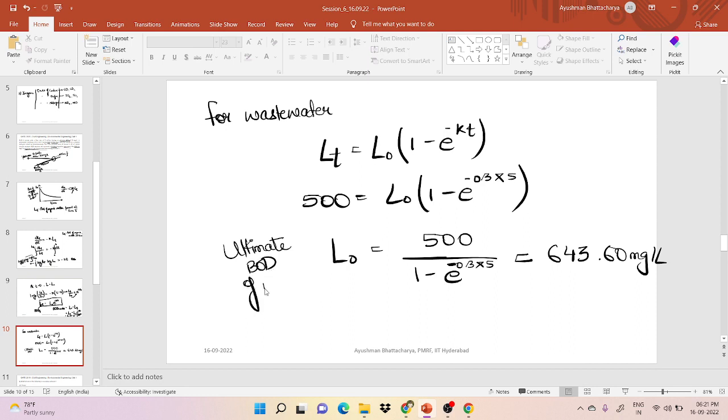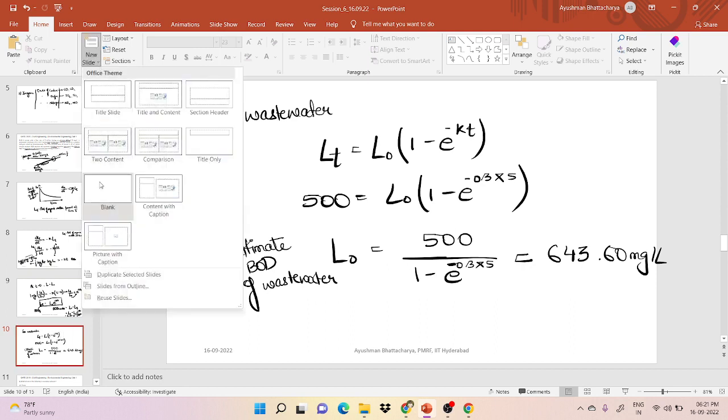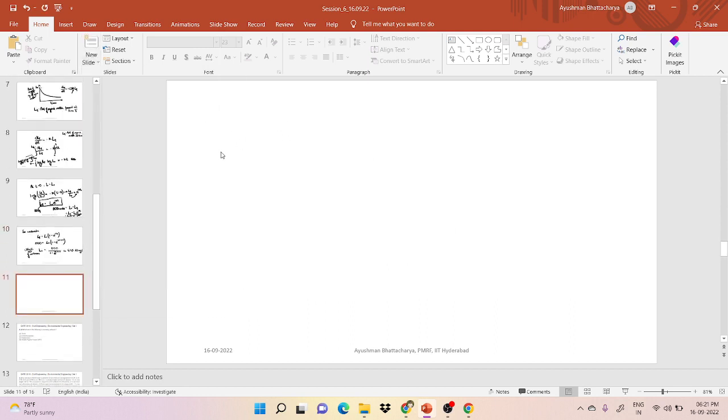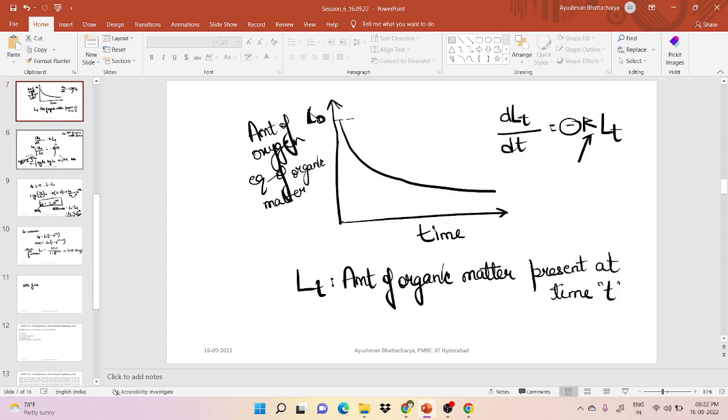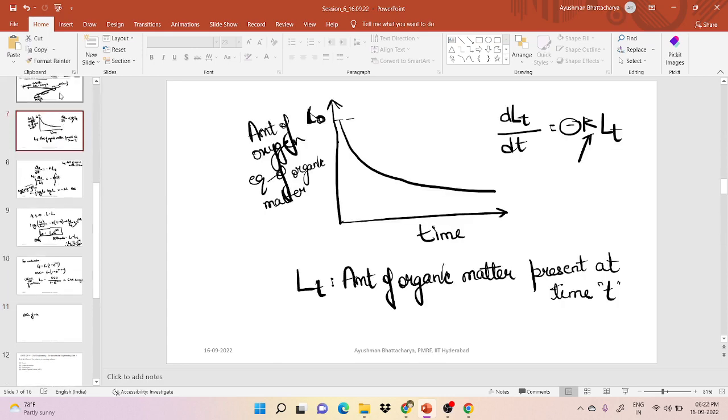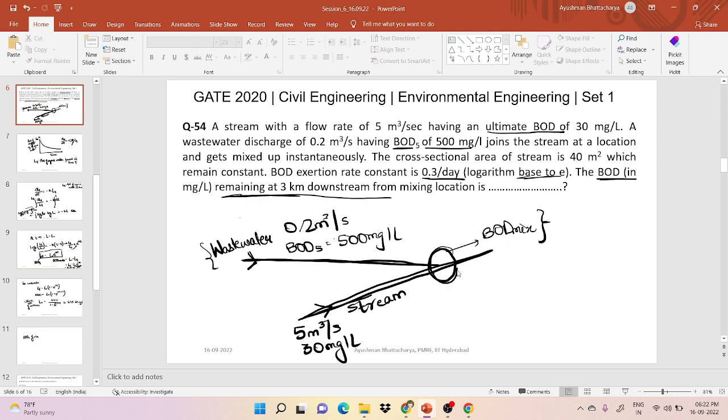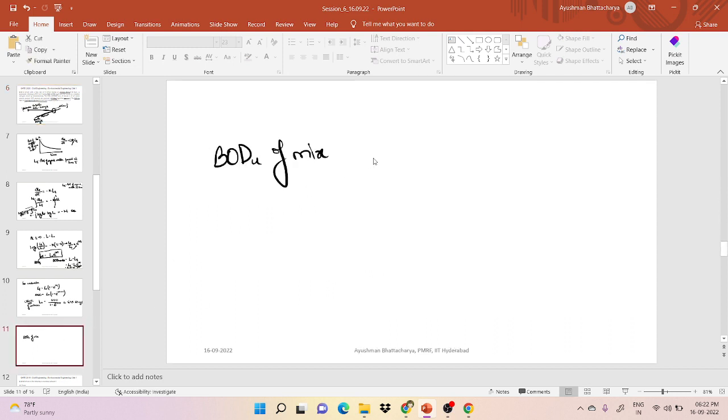Ultimate BOD of wastewater. Knowing the ultimate BOD of wastewater, now we can calculate the BOD of the mix. So BOD ultimate of mix. Here mix means the point where both the wastewater and the stream are merging. So at this point, I will be calculating the BOD of mix.